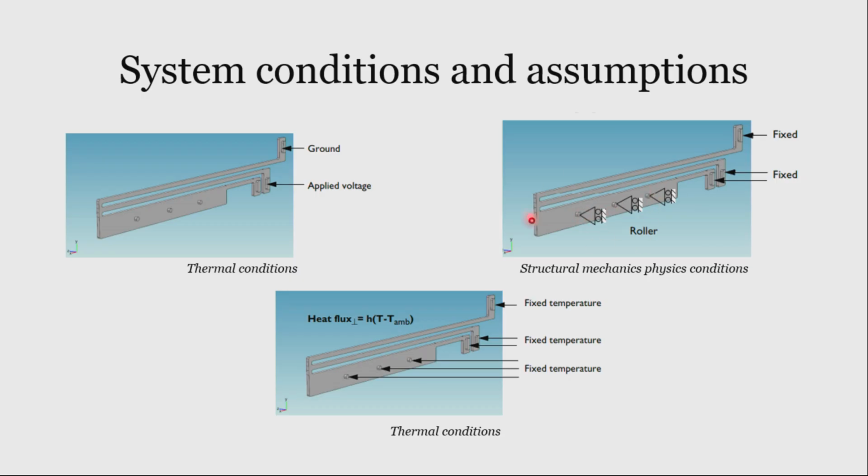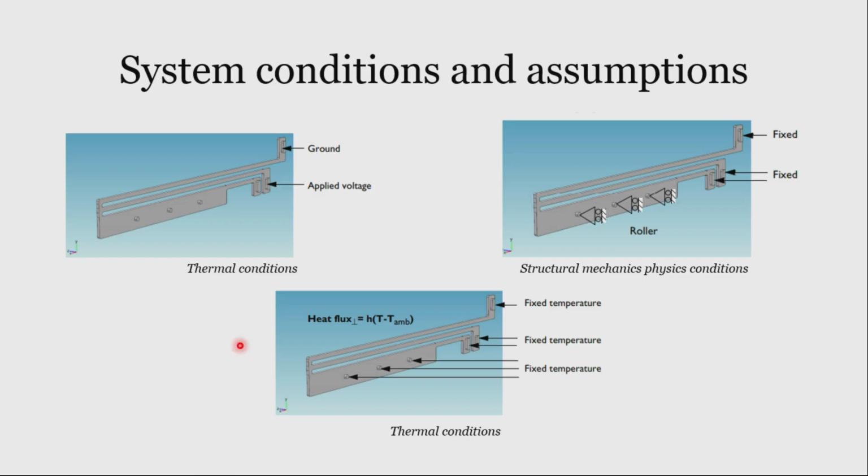So this is my structural mechanics setup, and then finally my thermal properties are that I fix my temperature at the dimples and the anchors, and on the remaining boundary I apply a convective heat flux. If the temperature is very high, you can also apply radiative heat flux.